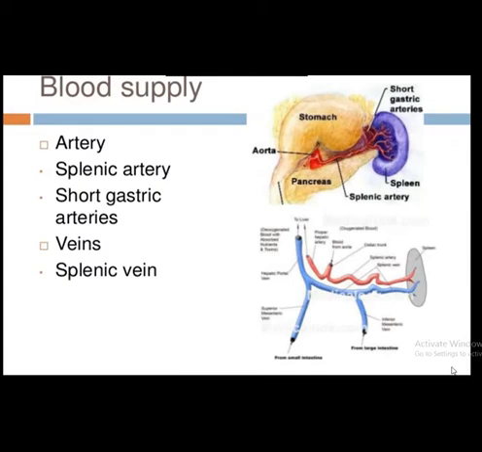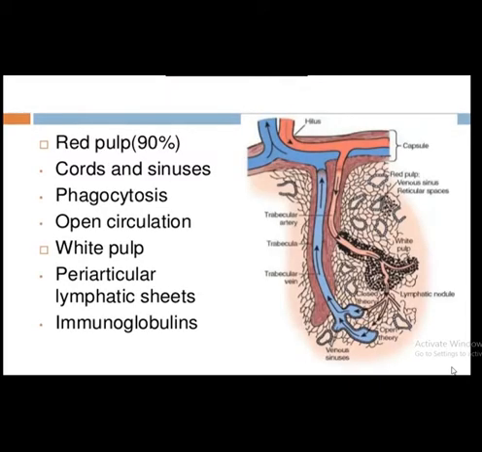Blood supply: splenic artery, short gastric arteries, veins, splenic vein. You can well recognize the arterial supply and the venous supply in this picture. Red pulp of the spleen is 90%, with cords and sinuses. Its work is phagocytosis and open circulation. White pulp: reticular lymphatic sheets and immunoglobulins.